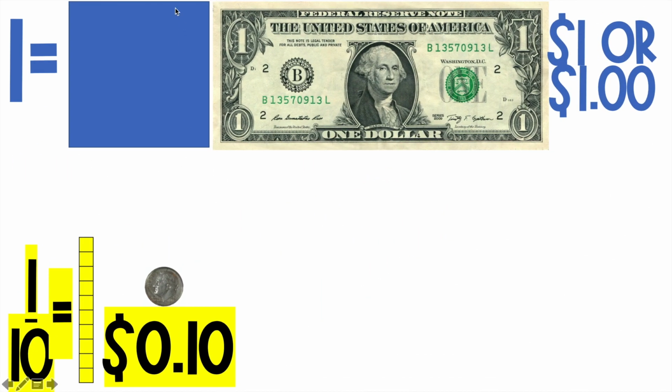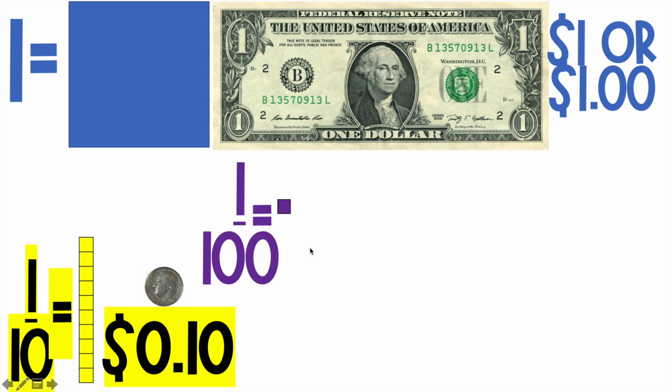We decided that this block right here represents one whole, or a dollar bill represents one whole, and you can write them either this way: $1 or $1.00. We also decided that the tenths spot right here, the first place after the decimal, can be represented by a dime because it takes 10 dimes to make $1, just like it takes 10 tenths to make one whole, just like it takes 10 of these rods right here to make one whole block. So the tenths spot can be represented by 1/10. It can be represented by this rod, or it can be represented as a dime.